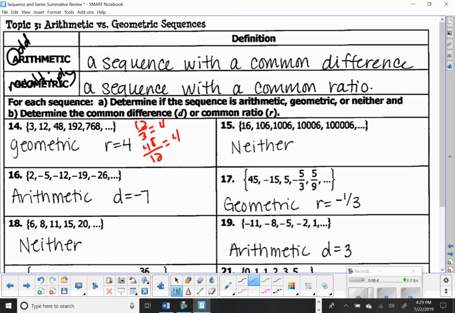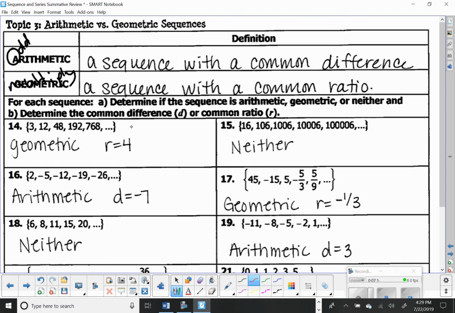Then you've got 192 divided by 48, which is 4, and then 768 divided by 4. Sorry, it's all 4. I was moving ahead, which means it's geometric.